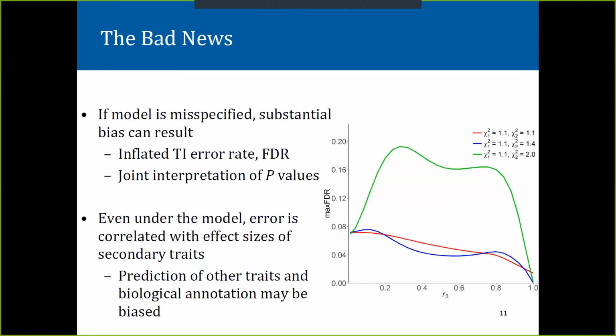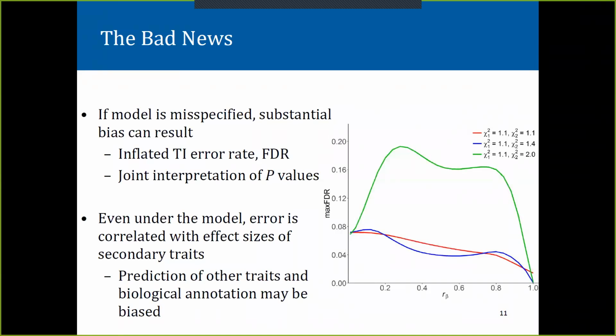But then let's say you meta-analyzed it with a really well-powered GWAS, something with a mean chi-squared of 2, meaning that it's a GWAS that's 10 times the size of the depression GWAS. Then you can see that there's enormous potential for inflation. 20% of your discoveries in some circumstances are actually just going to be false discoveries that are being driven by the subset of SNPs that are causal for the second trait, but not for the first trait. So this is a big problem, something that you should be really worried about if you're considering applying MTAG.